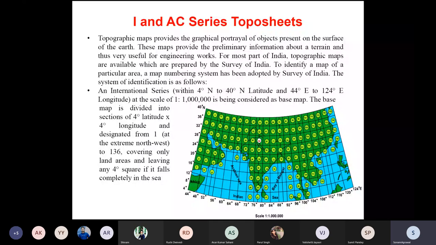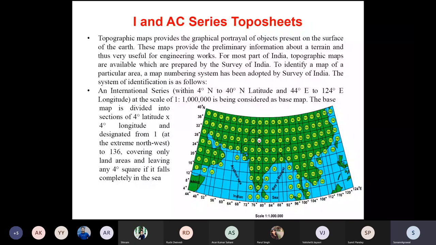Topographic maps provide the graphical portrayal of objects present on the surface of the earth. These maps provide preliminary information about a terrain and are thus very useful for engineering works. For most parts of India, topographic maps are available, which are prepared by the Survey of India. To identify a map of a particular area, a map numbering system has been adopted by the Survey of India. The system of identification is given below.